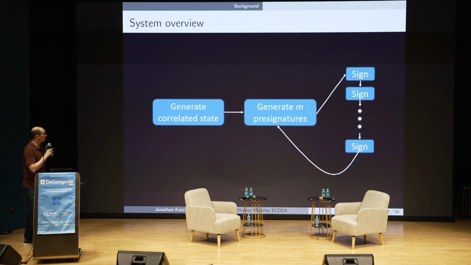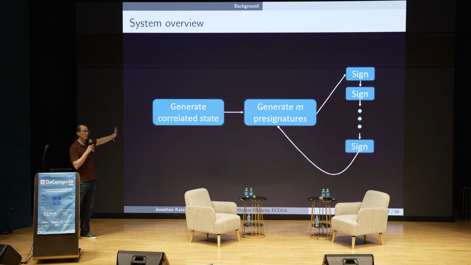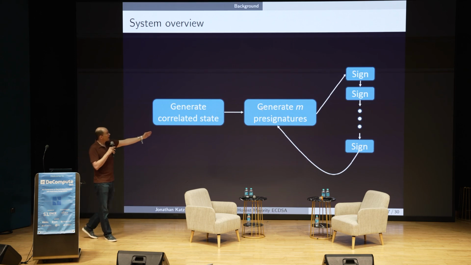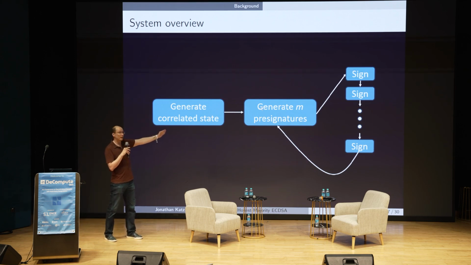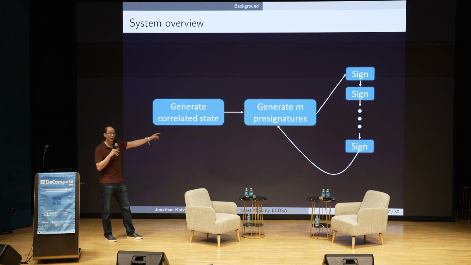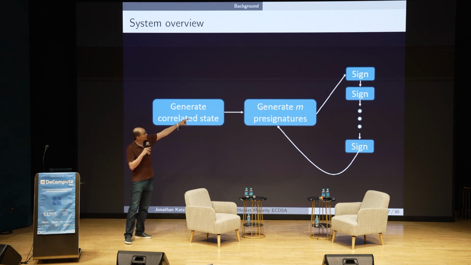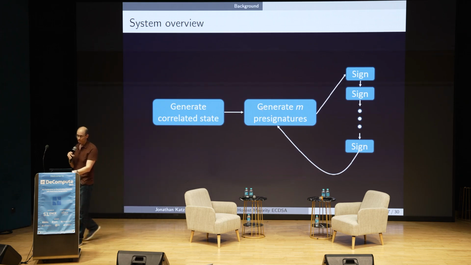So you get a picture of something like this, where first, we generate the correlated state. This is an initialization phase that you can think of as being done once and for all for the lifetime of the system. Then when needed, when they've exhausted their collection of pre-signatures, the servers will run this batch pre-signature generation protocol to generate M pre-signatures. And then they can handle up to M signing requests that come in before needing to refresh the set of pre-signatures that they hold.